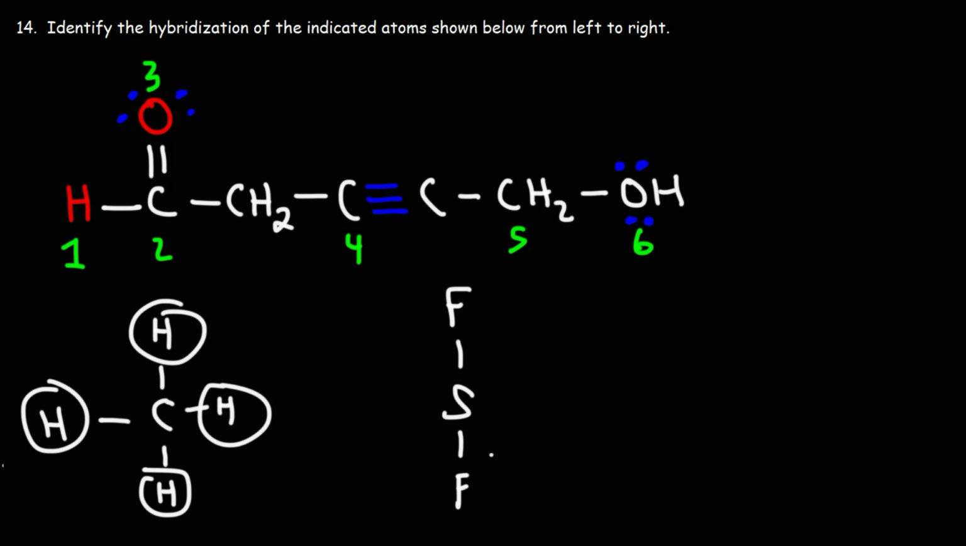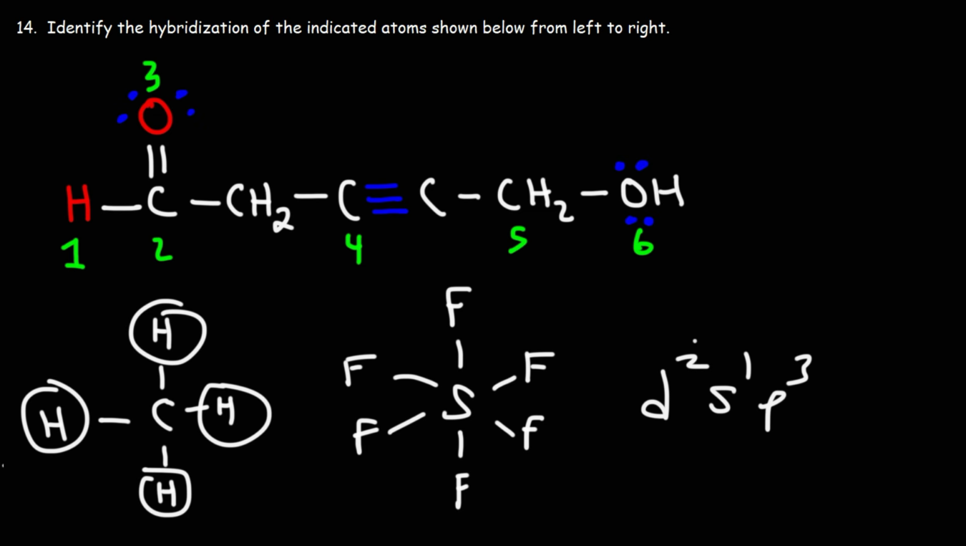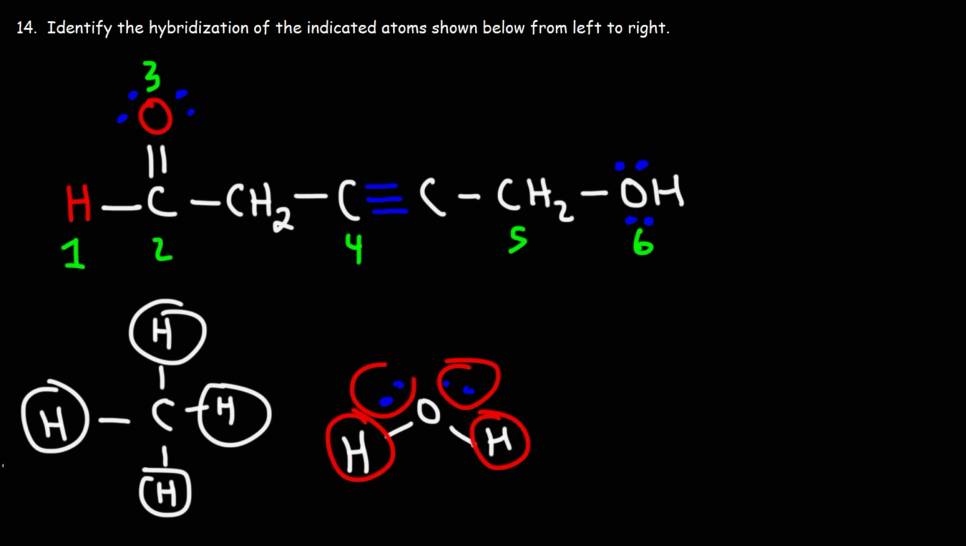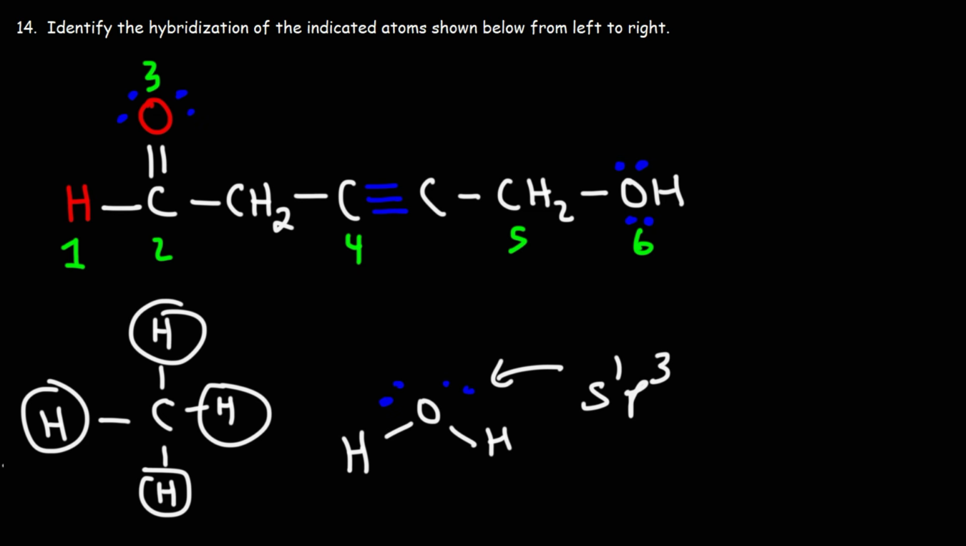Sulfur hexafluoride. The sulfur atom has 6 groups, and it turns out that the hybridization is D2S1P3. 2 plus 1 plus 3 adds up to 6. Now, lone pairs are counted as well. In the case of water, which has 2 lone pairs, the oxygen has 4 groups. 1, 2, 3, 4. 2 atoms, 2 lone pairs. And it turns out that the hybridization on the oxygen is S1P3. 1 plus 3 is 4.